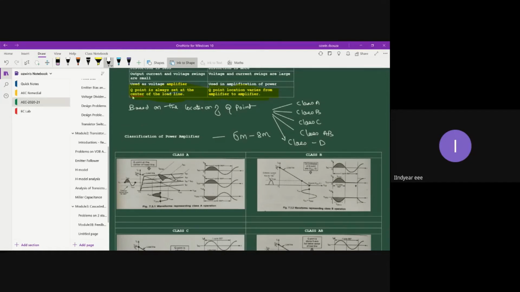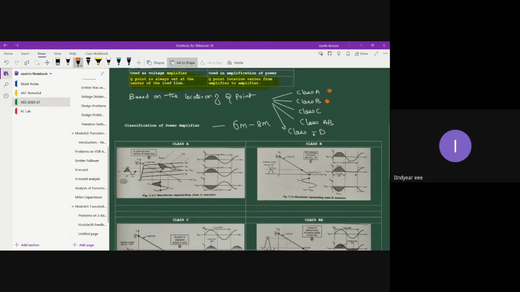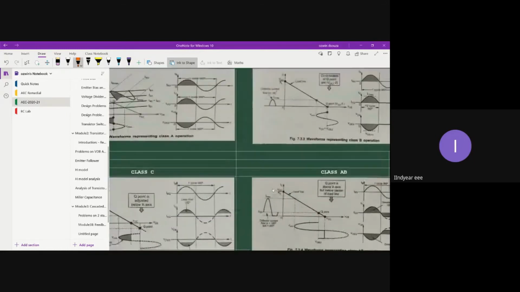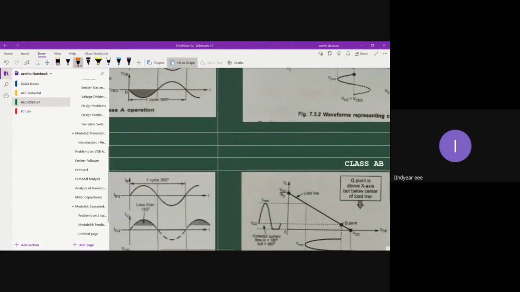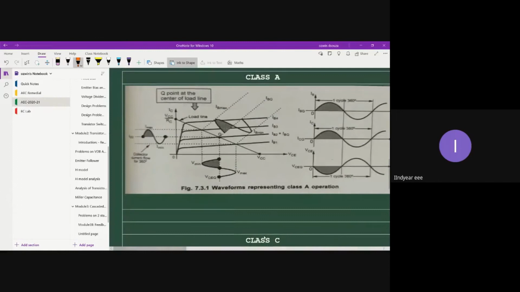But in our syllabus, we are going to talk about class A power amplifier and class B power amplifier. Class C, class AB as well as class D, we are not going to discuss in detail. I'll explain one after the other. Now, the next explanation is solely based on the graphs. I'm not going to do any quantitative assessment in the next explanation. So what I will do is increase the picture size so that you'll be able to see clearly.